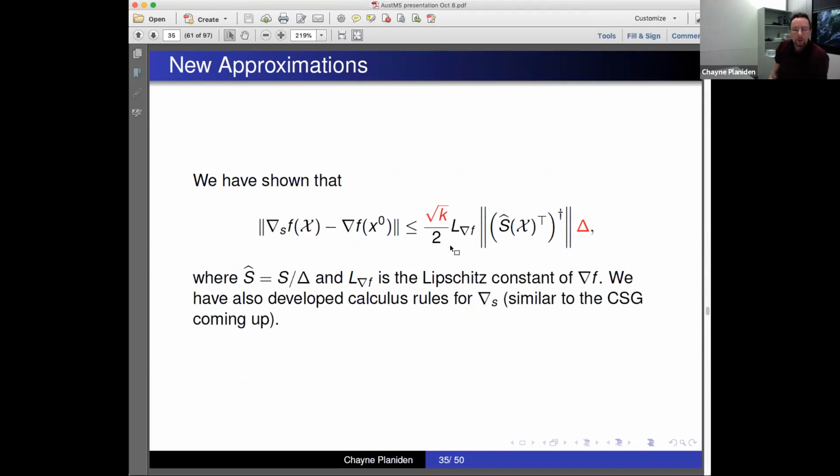And we proved this theorem that the bound is very similar to the case of the regular simplex gradient. It depends on the number of points that you use in your simplex, and again it's a function of delta, the radius of the simplex. Now you have the norm of the Moore-Penrose pseudo-inverse, and L is the Lipschitz constant of the gradient. So we require C1 functions: we have to have a continuously differentiable function so that the Lipschitz constant exists.